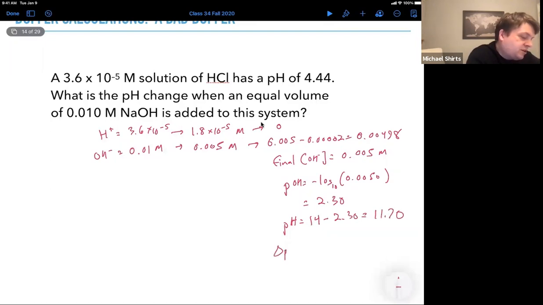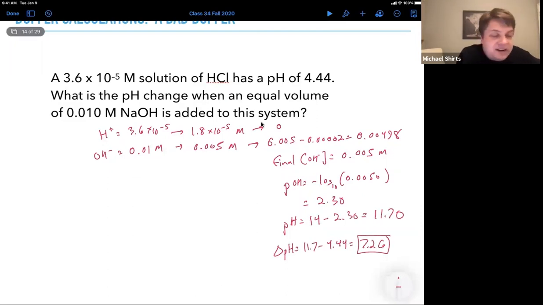So our change in pH is 11.7 minus 4.44, that was the initial value, which is 7.26. This is not a good buffer. It's hydrochloric acid at a relatively high pH for an acid. But if you add any base, you get a huge pH change. It immediately becomes extremely basic. So that is not a good buffer.